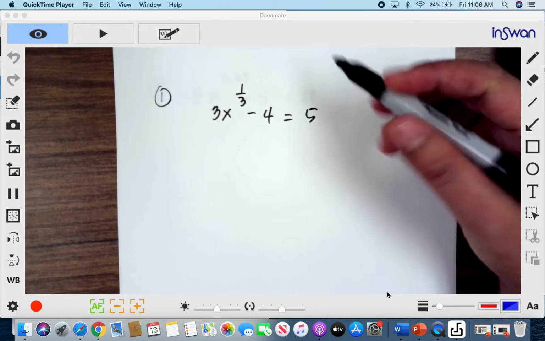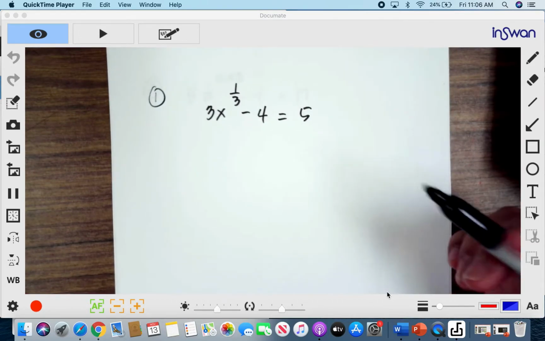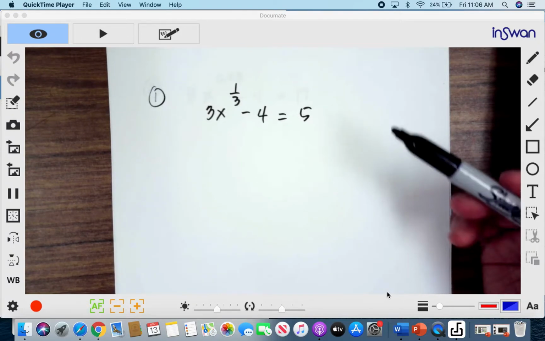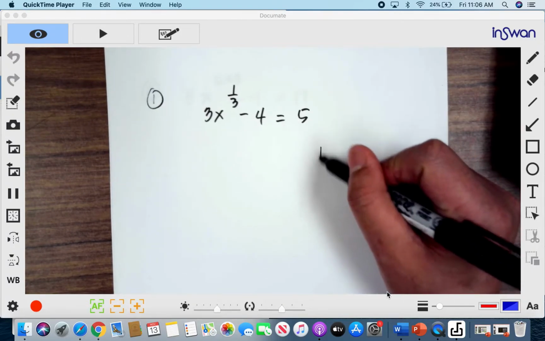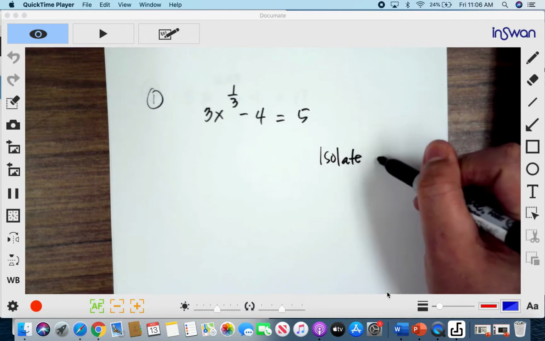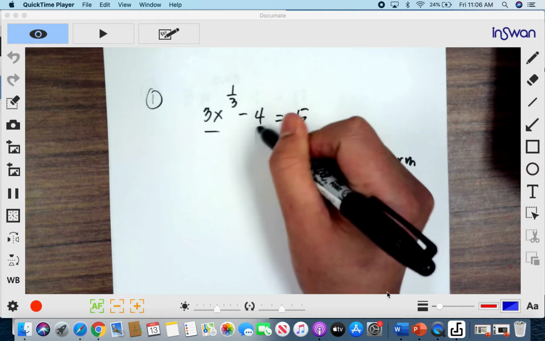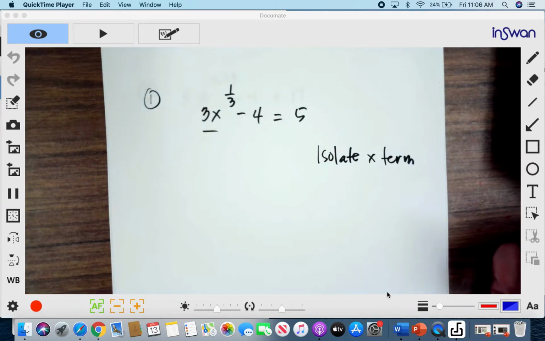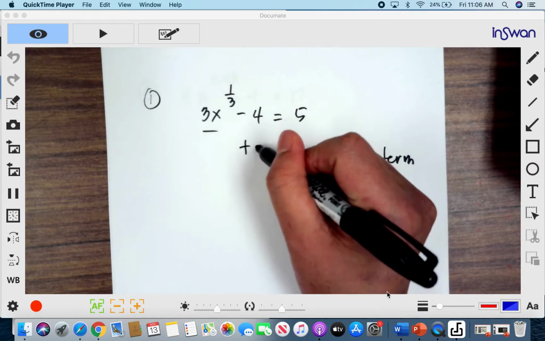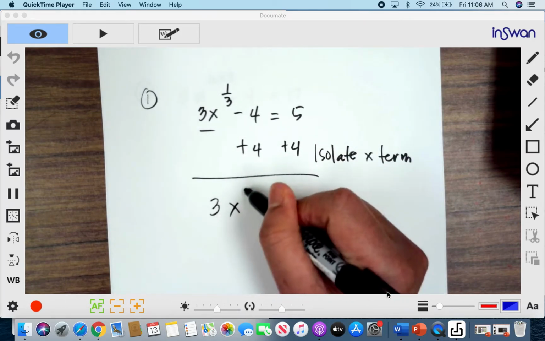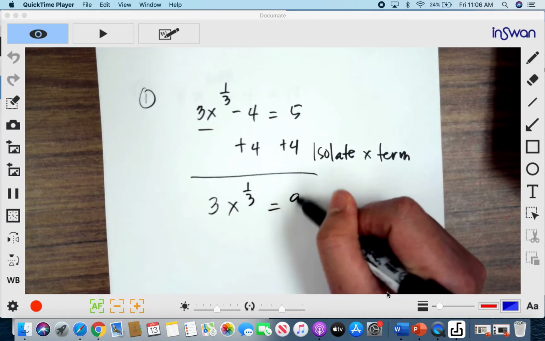And I'm going to discuss with you how to solve it by hand, and later on we will use Desmos for it. So the first thing that we have to do is to isolate x, or isolate the x term. Meaning to say, the -4 is not needed here, so we need to add 4 to both sides of the equation. And so you have 3x raised to 1/3 is equal to 9.